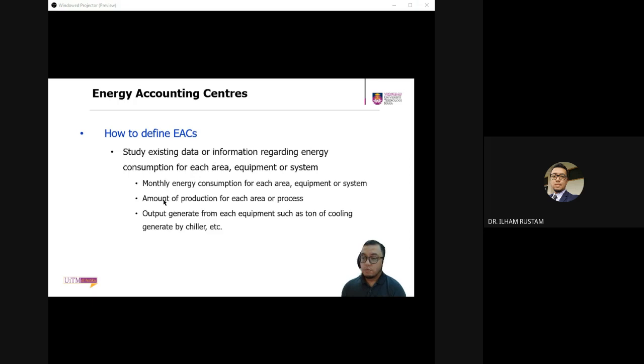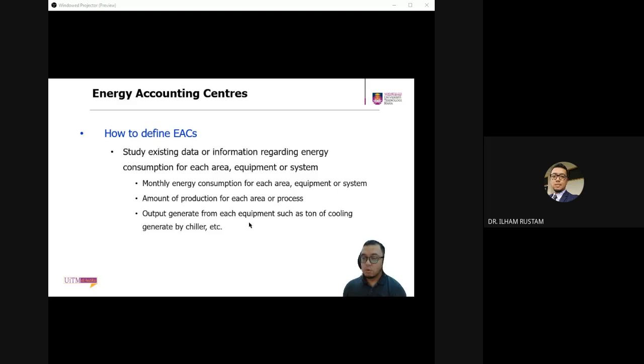And then once you have installed that, make sure you get the monthly energy consumption. Not only the energy coming in, you have to also measure the amount of production being produced as a result of the energy being supplied, because you're going to need that data for calculation, either area or process. The amount, the product being produced, the weight, later we will look at what kind of parameters you can use to measure the output.